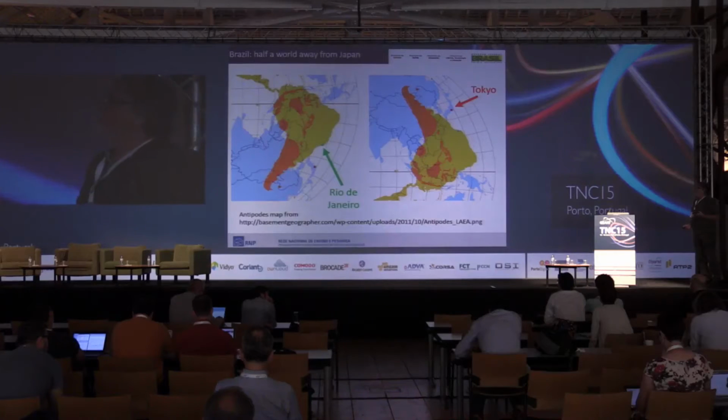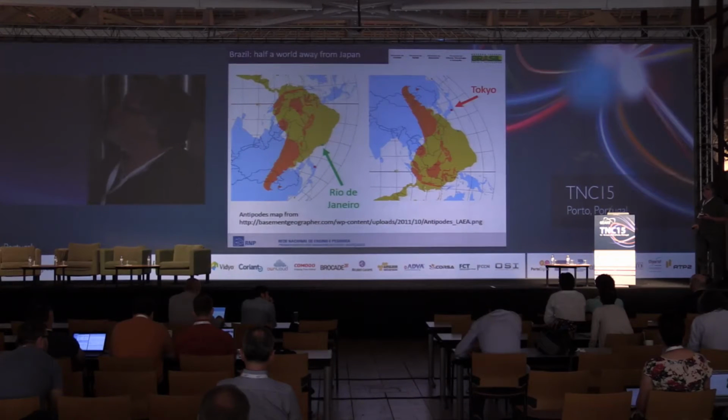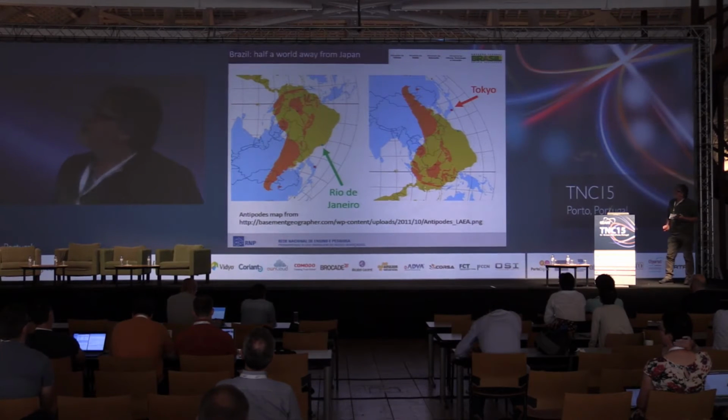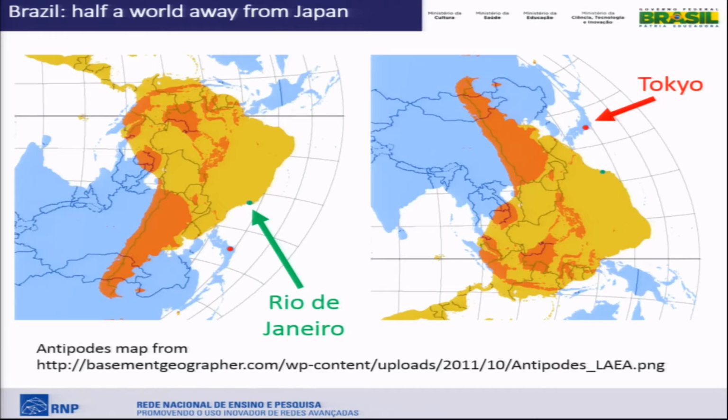So there are bigger problems for transmitting from Brazil to Japan. As you see, the two cities involved, Rio and Tokyo, are almost antipodal, on opposite sides of the globe, which means that the distances are about as big as you could get on this globe.